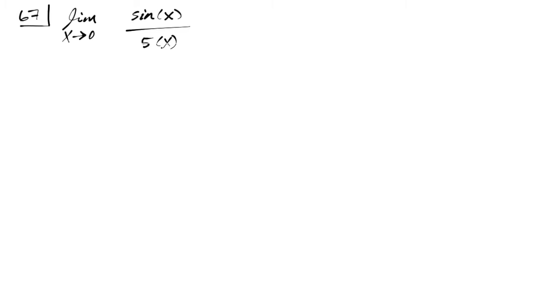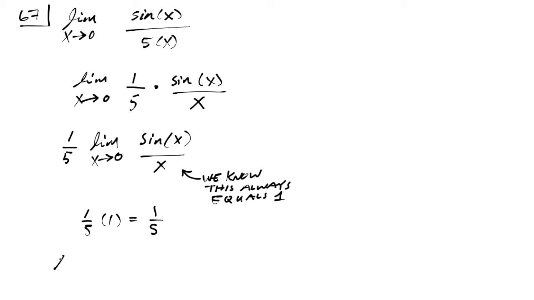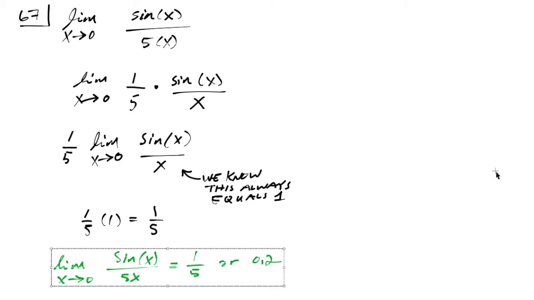Alright, so the limit of sine x over 5x as x approaches 0. The first thing we can do is factor out a 1/5. We can then move the 1/5 to the other side of the limit, leaving us with sine x over x, which is equal to 1. We can then multiply 1/5 with 1, and our answer is 1/5, so we can say that the limit as x approaches 0 of sine x over 5x is 1/5, or 0.2.